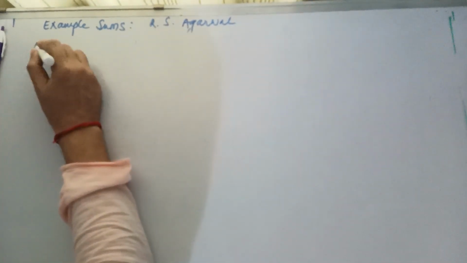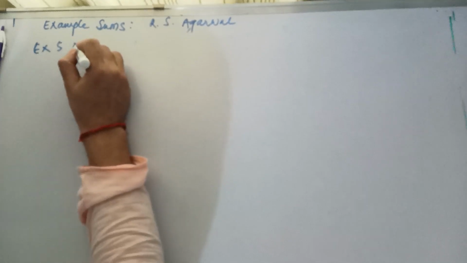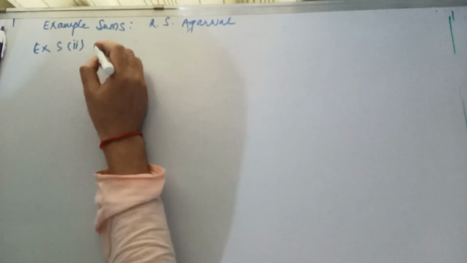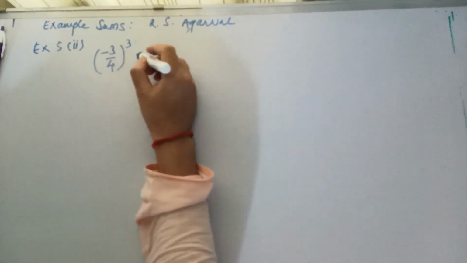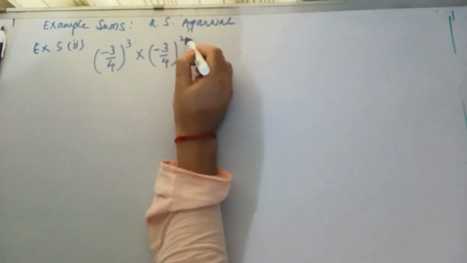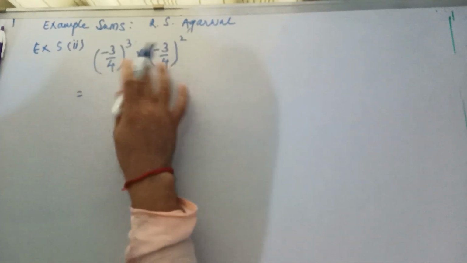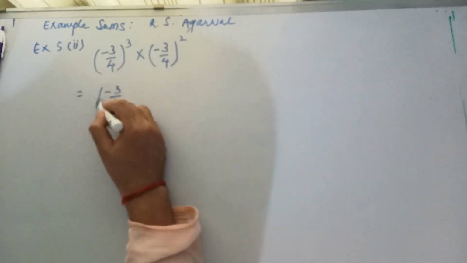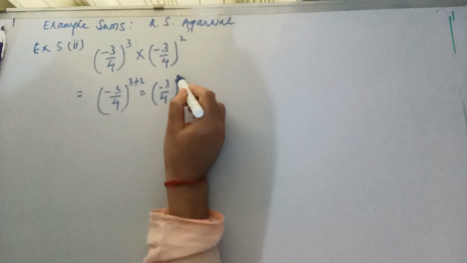Example sum number, we were solving example sum number 5, part 2. So -3/4 raised to 3 into -3/4 raised to 2. Bases are same, -3/4 -3/4, so the powers will get added. So -3/4 raised to, directly we'll add it, and this will give us -3/4 raised to 5.